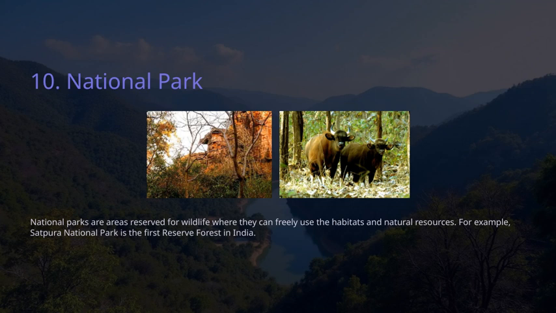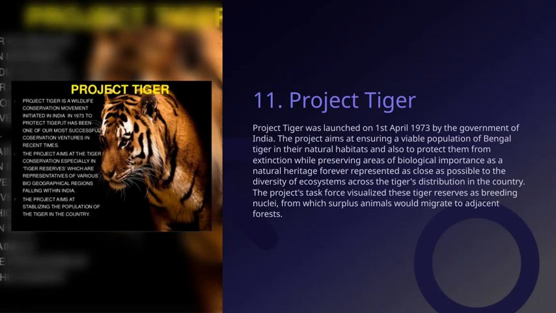For example, Satpura National Park holds a special place in India's conservation history. It is actually the first reserve forest in the country, marking an important milestone in our efforts to protect biodiversity. Understanding the role of national parks helps us appreciate how crucial it is to conserve natural habitats for future generations. On April 1, 1973, the government of India launched Project Tiger, marking a significant step in wildlife conservation.